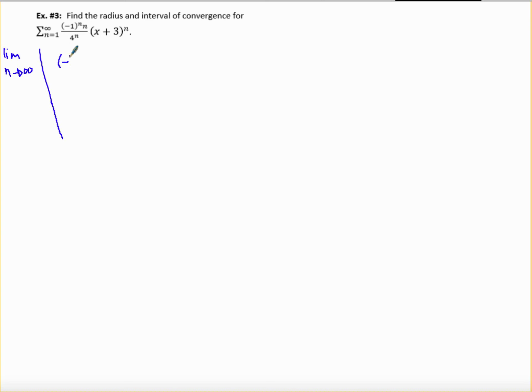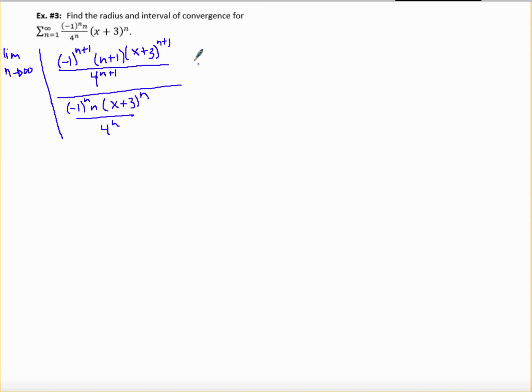So I've got negative 1 to the n plus 1 power times n plus 1 times x plus 3 to the n plus 1 power, all divided by 4 to the n plus 1 power. Okay, and the original now, that's going to be negative 1 to the n times x plus 3 to the n, all divided by 4 to the n. My, oh my.